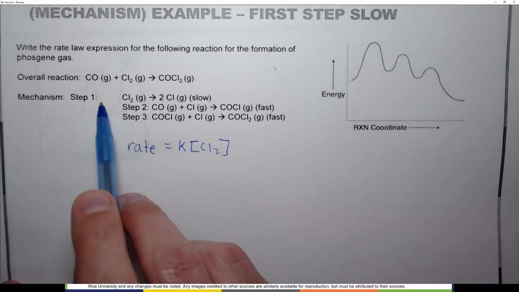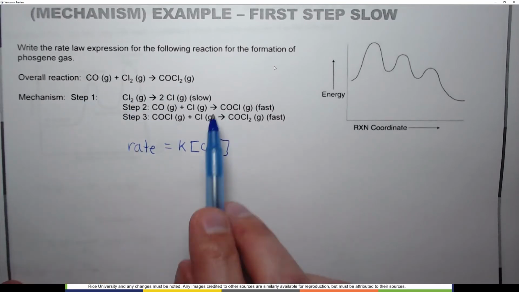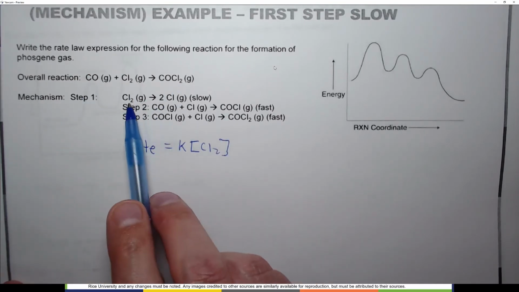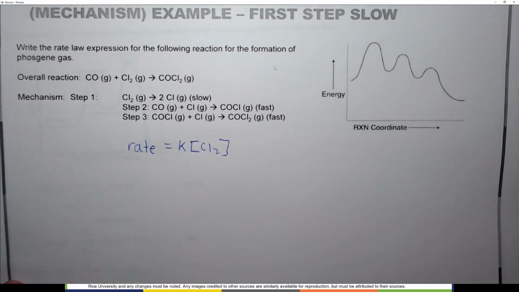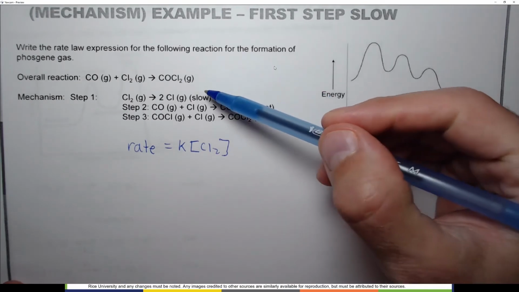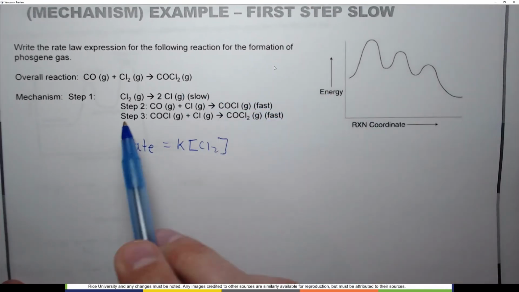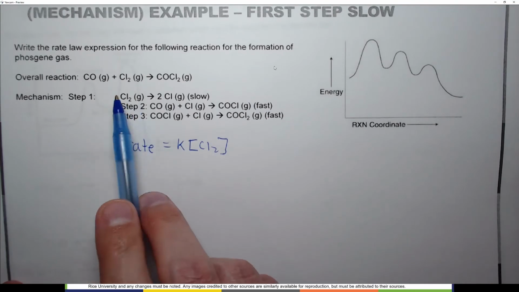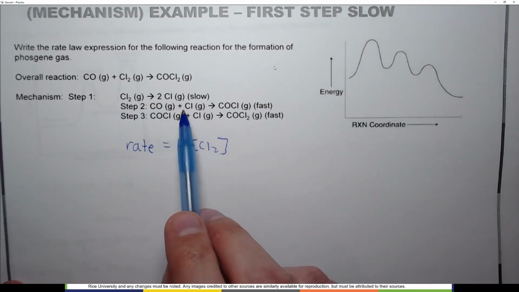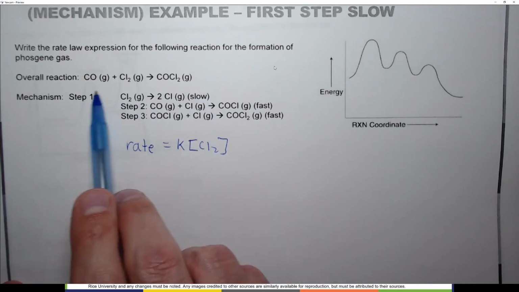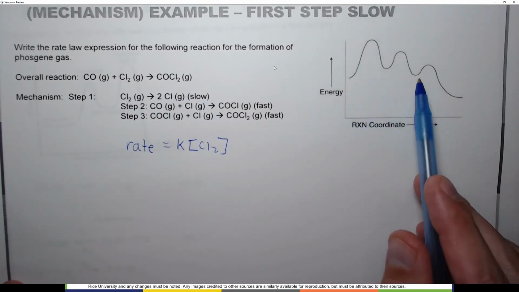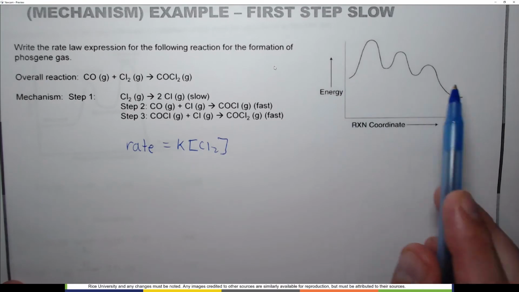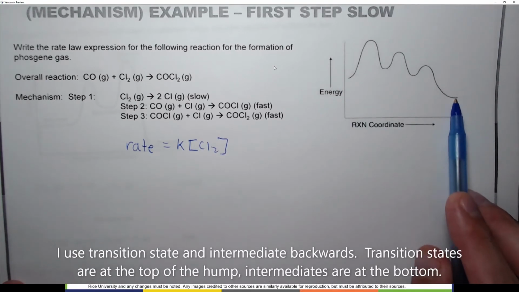Please note that I did not use the overall reaction to do this. I looked for the slow step in the mechanism, and I used the slow step in the mechanism in order to write the rate law, because the mechanism has elementary reactions. These are the actual chemicals, the actual molecules that are interacting with each other. This is just what we would see happens, because we don't stop the reaction here and we don't stop the reaction here. We start here and we go all the way over to here.